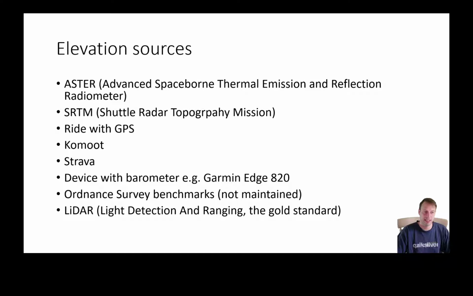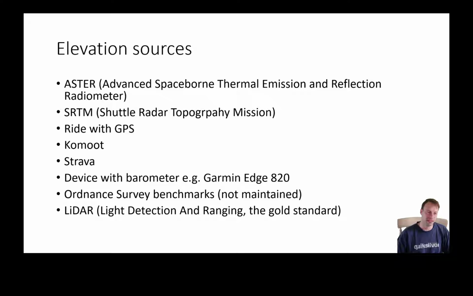Now, light detection and ranging, that can range from maybe 5 by 5 meter squares, 2 by 2 meter squares, and all the way down to 0.5 by 0.5 meter squares. And the example I'm going to use here is Box Hill, and that's been sampled with 0.5 by 0.5, so 50 centimeter by 50 centimeter squares, and the elevation within those 50 centimeter squares is accurate to a few centimeters. So this really is the gold standard, but unfortunately it doesn't cover much of the world.